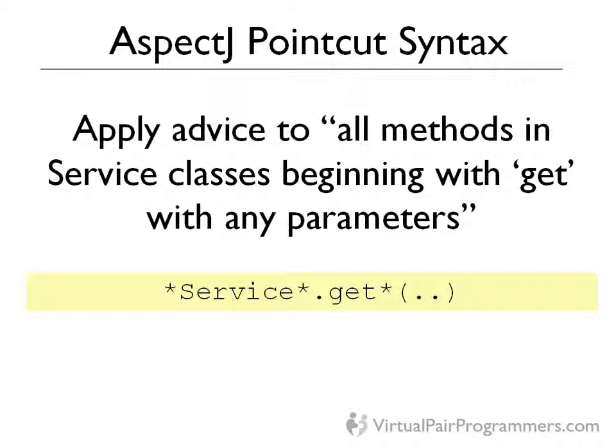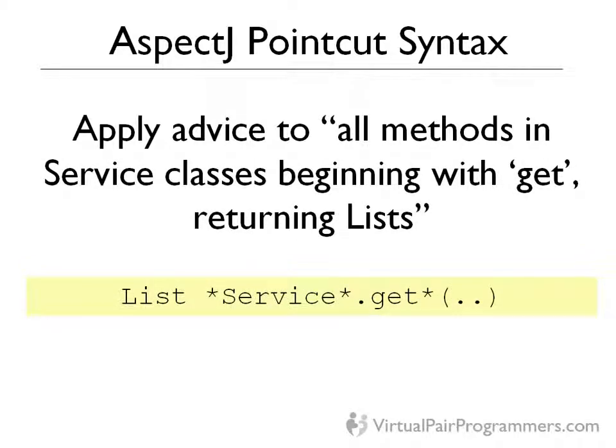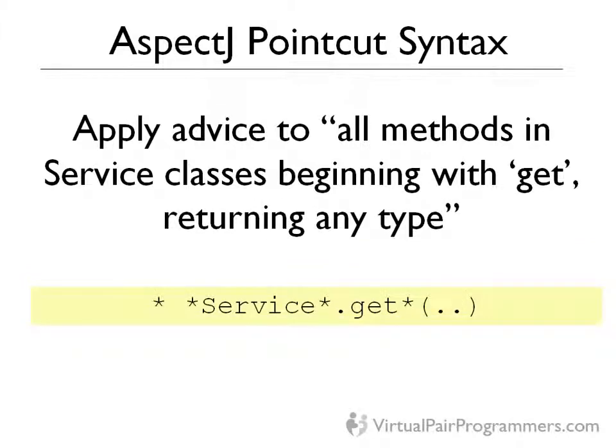And it's not just the parameters going into the method as well. I can also discriminate based on the return types. So I could say, hey, look, I'm only interested in the methods that are returning collections. So I could specify the return type on the front as well. And this pointcut syntax would say all methods in service classes beginning with get, but only those returning lists. And as always, I can use an asterisk as a wildcard here. So I've just replaced that list with a star, and now I'm saying return any type.